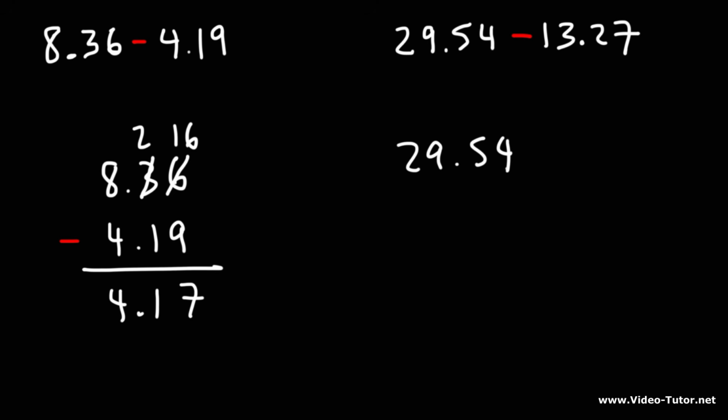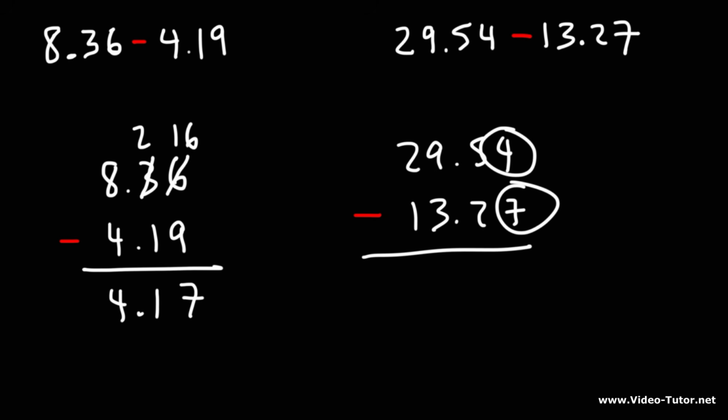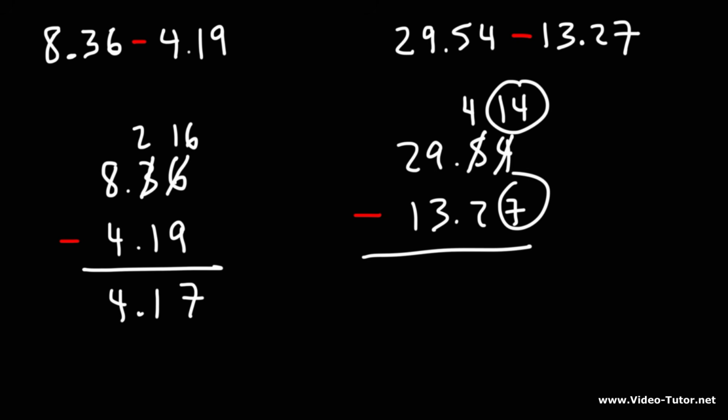So let's stack the two numbers together, 29.54, and then on the bottom, 13.27. So let's subtract. Now, 4 minus 7 will give us a negative number. So we need to borrow a 1 from the 5. That will become a 4. Transfer the 1 to the 4, and then that will be 14. So 14 minus 7 is 7.